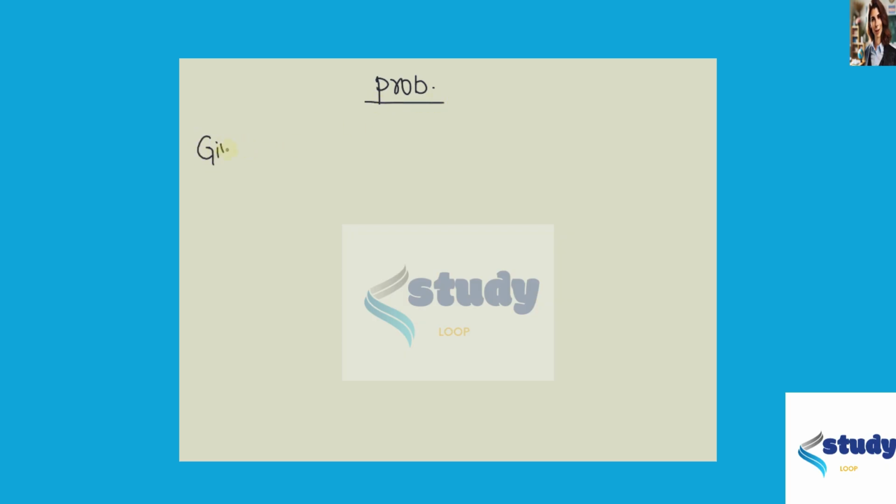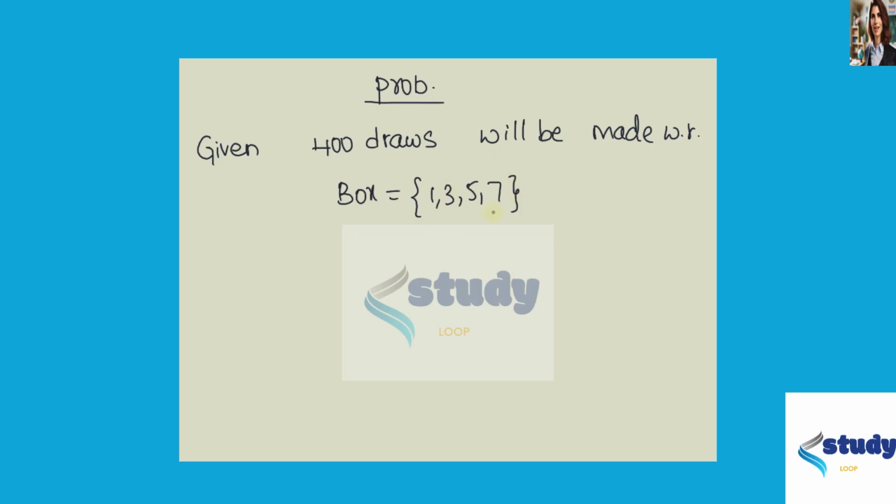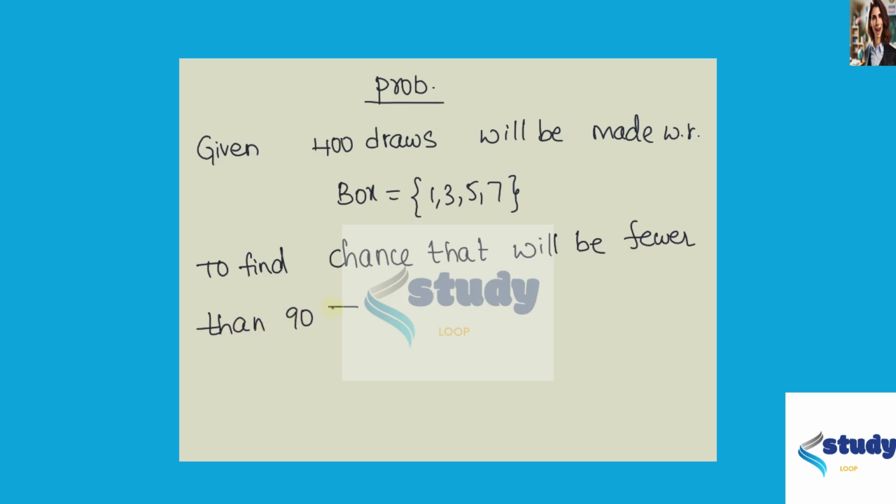According to the given question, we have to find probability values. They have given 400 draws. 400 draws will be made with replacement. The box contains the tickets 1, 3, 5 and 7. Now we have to find the chance that there will be fewer than 93s.